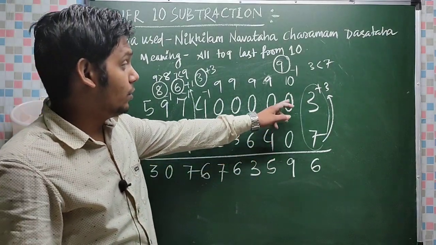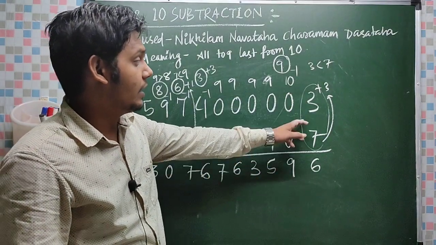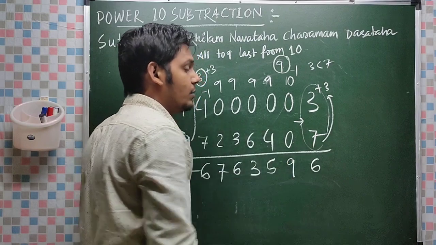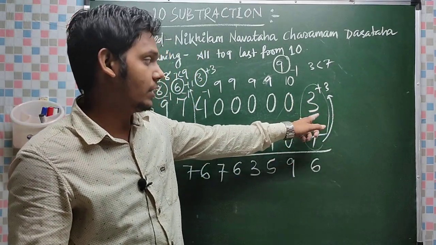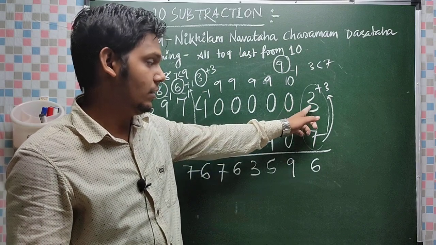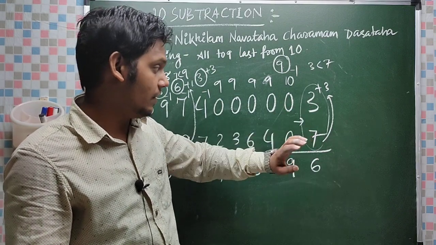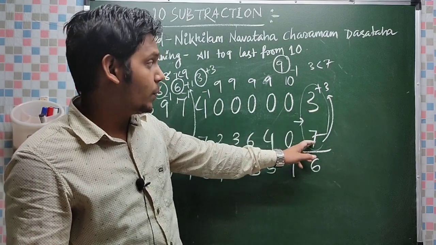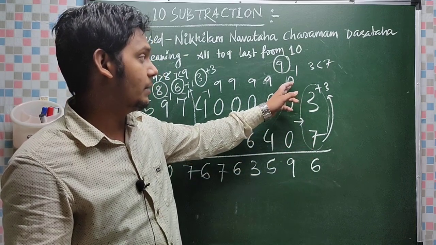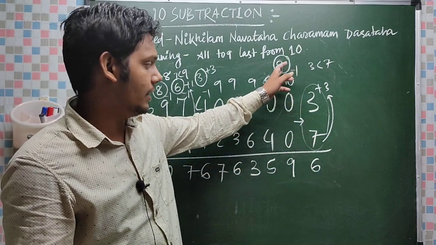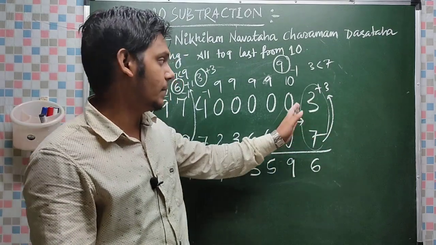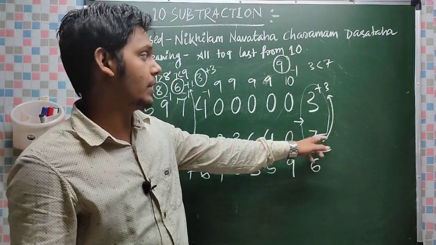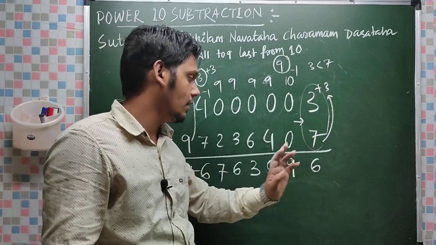Got it? 10 minus 0, we cannot write 10, because I told you, after 0 if a number exists, then you have to check the next one. This 0, 3, it is there. So 3 minus 7 not possible, so this number is 10. 10 will be decreased by 1, that is 9. 9 minus 0, that is 9. And 7 complement will be added because after 3 no digits are there, so 7 complement will be added. 3 plus 3, that is 6.